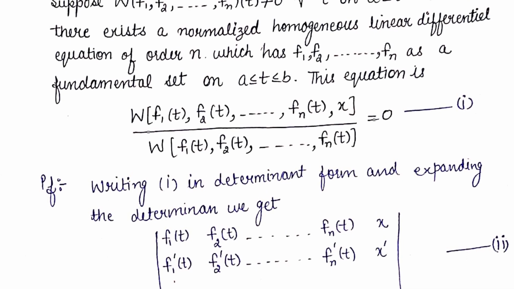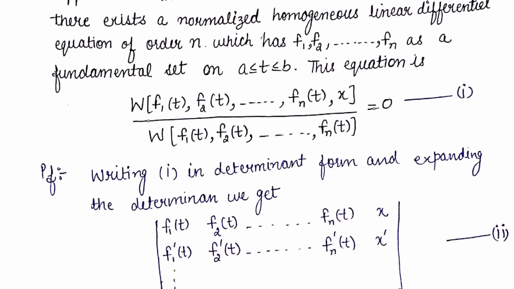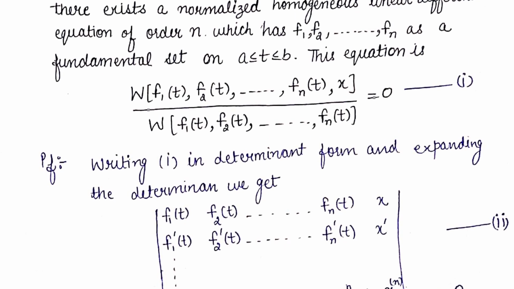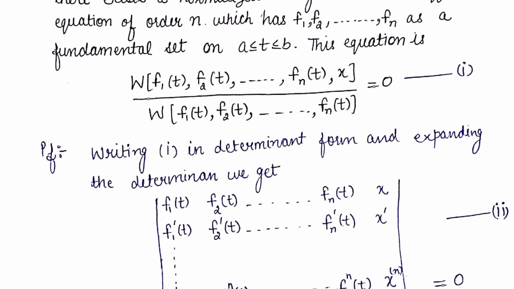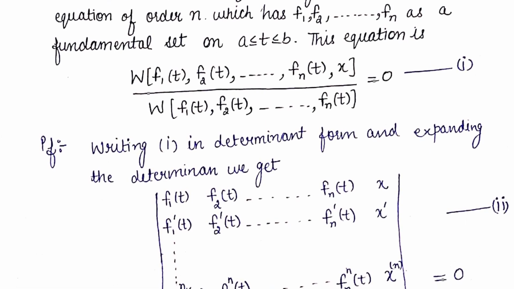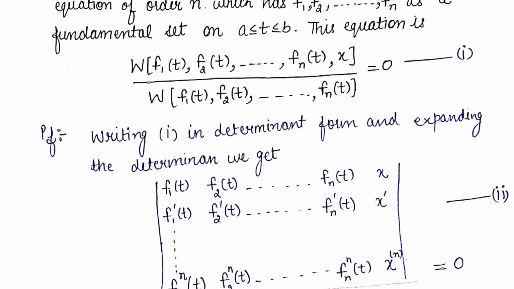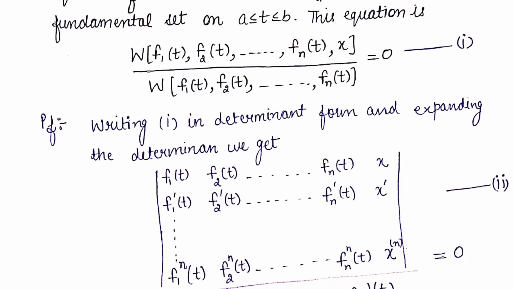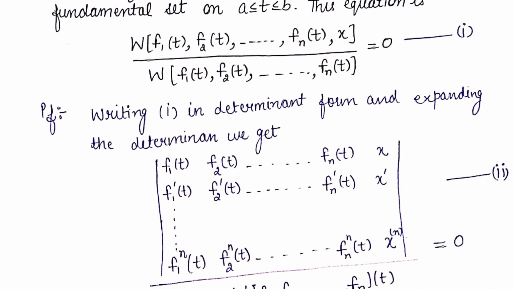And this equation is given by Wronskian of f1, f2, ..., fn, x upon Wronskian of f1, f2, ..., fn is equal to 0, which I have marked by number 1. So we want to prove that the equation 1 marked here is the required differential equation.